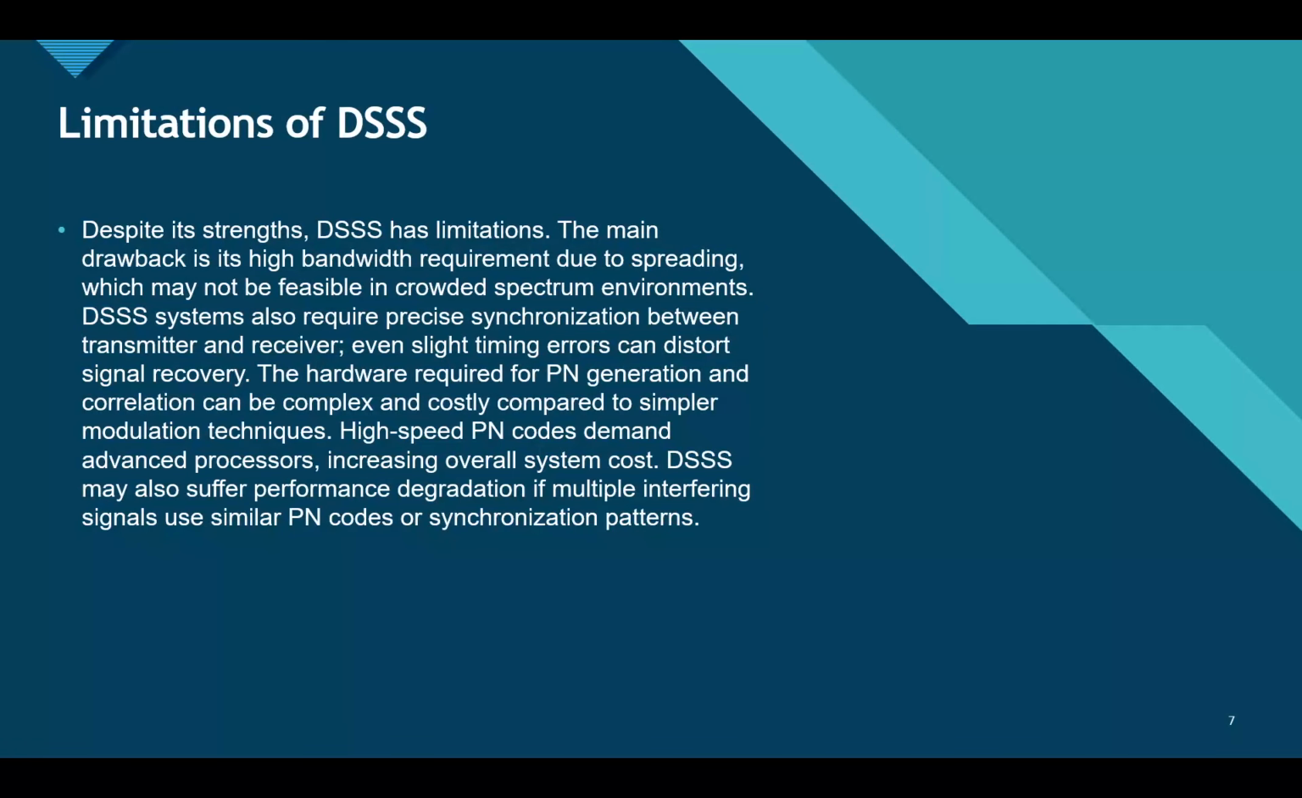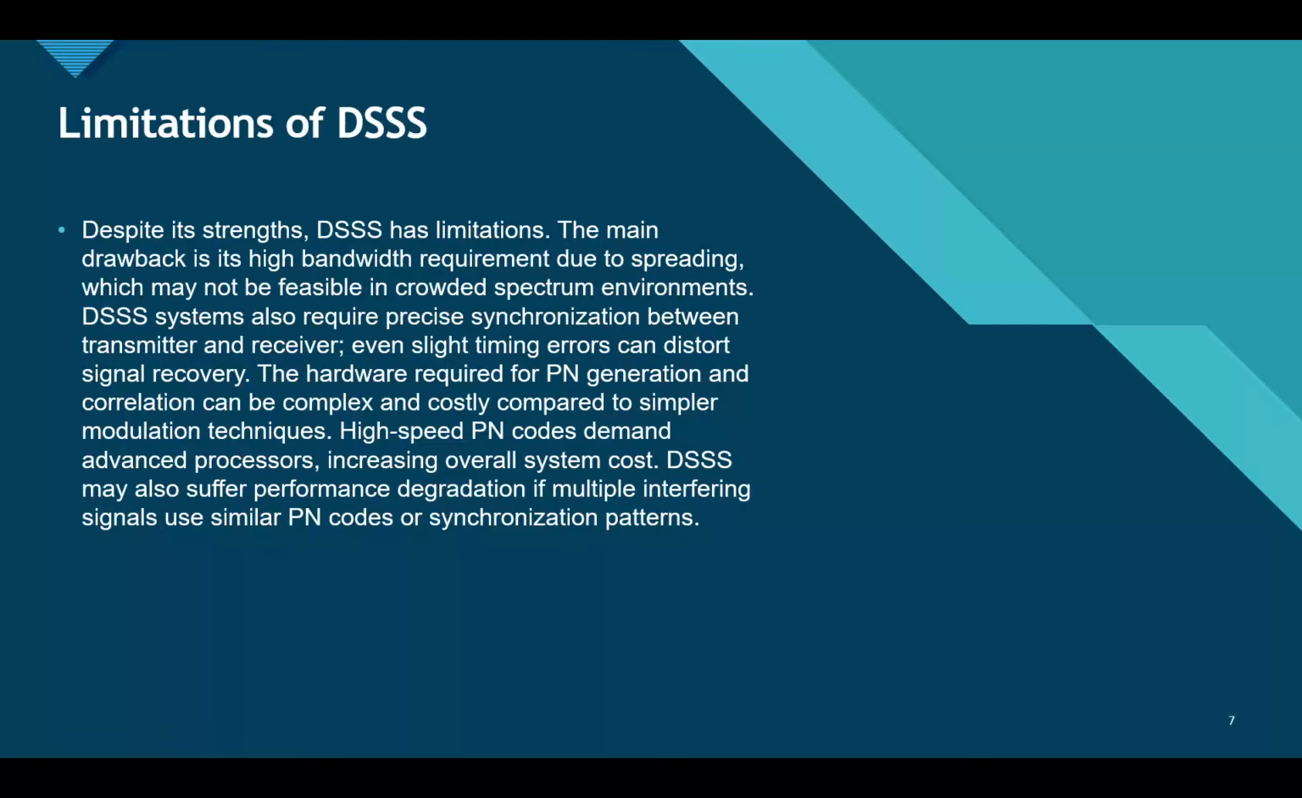Then we have limitations of DSSS. Although DSSS has many advantages, it also comes with limitations. The biggest drawback is the high bandwidth requirement. Because the signal is spread, it uses more spectrum which may not always be available. It also needs very precise synchronization. Even a small timing error between transmitter and receiver can cause incorrect despreading, and hence we can lose the data.